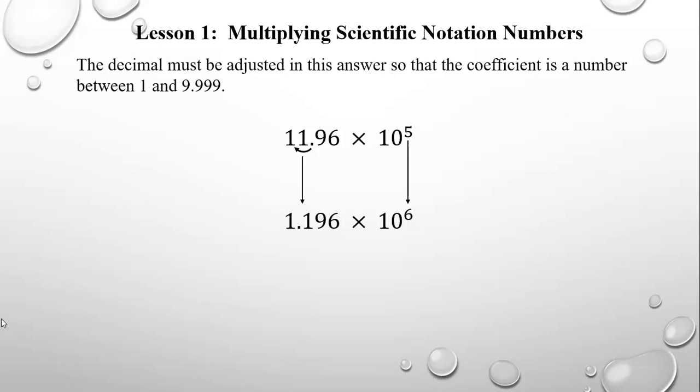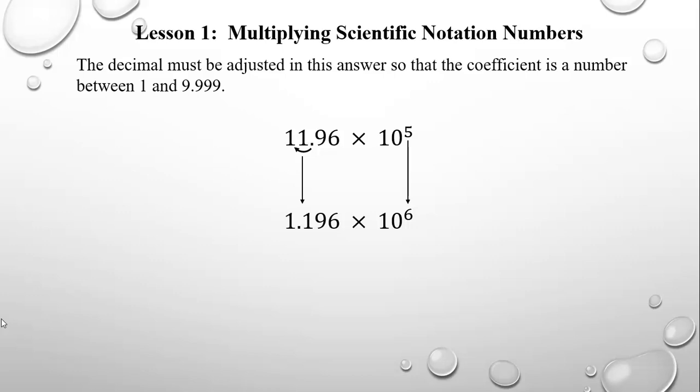So let's figure that one out. When you go from 11.96 to 1.196, effectively you've divided the number by 10. 11.96 divided by 10 is 1.196. When you raise an exponent by one digit, when it's 10 raised to an exponent, and you raise that exponent by one digit, you've multiplied by 10. So those two numbers have exactly the same value. The only difference is the bottom one meets our rule of needing to be between 1 and 9.999.